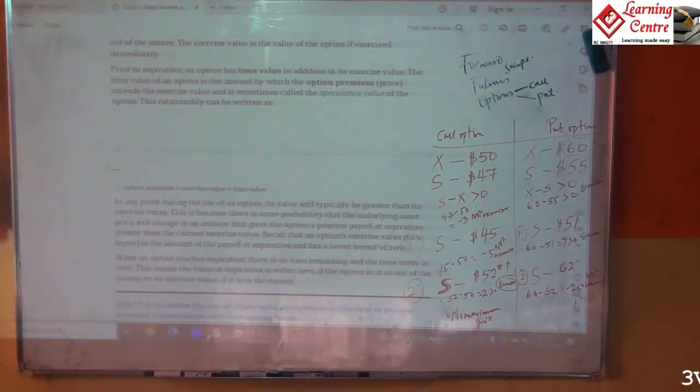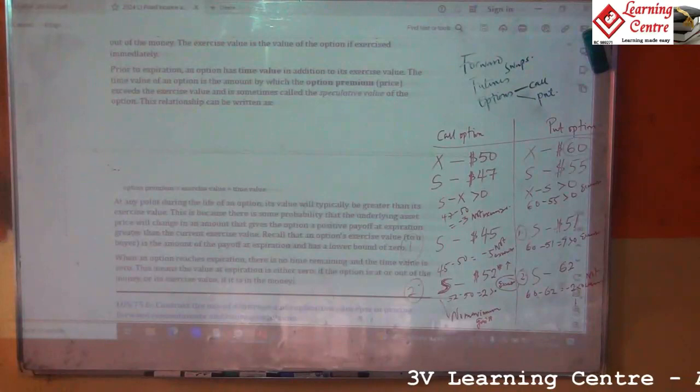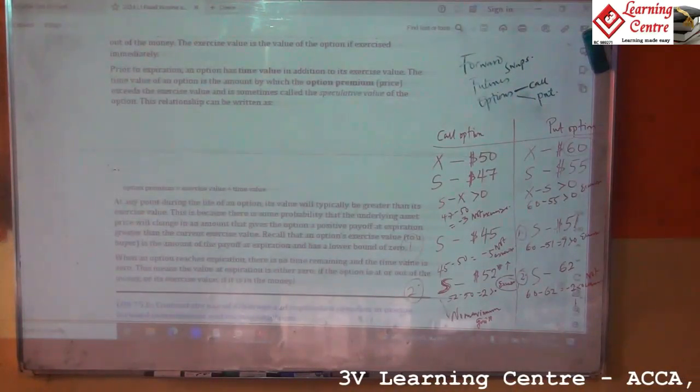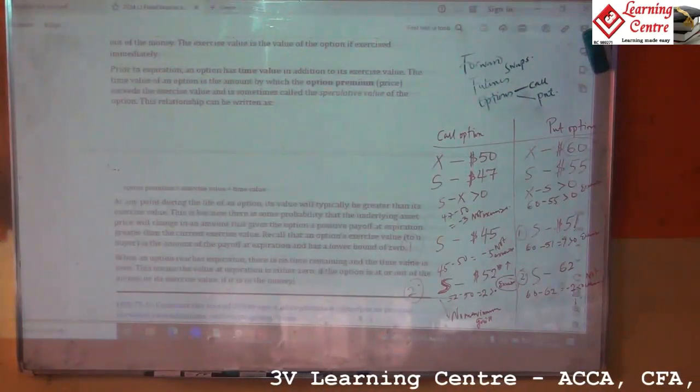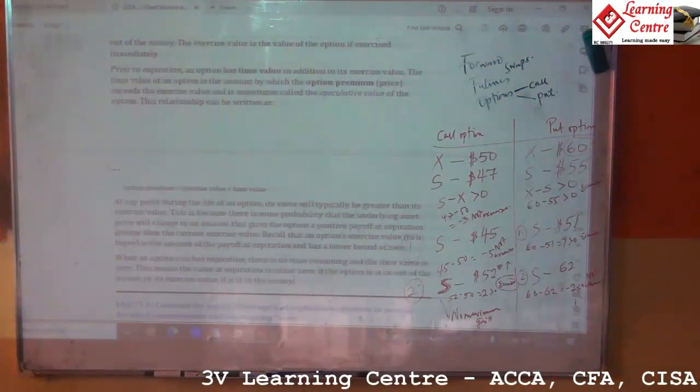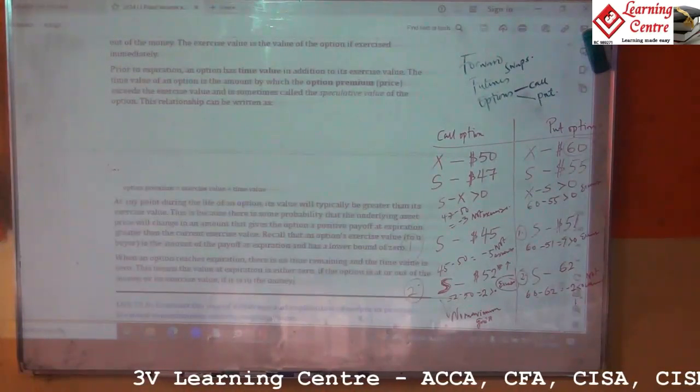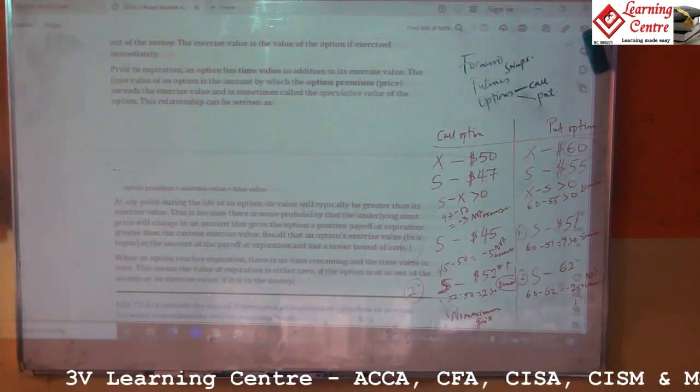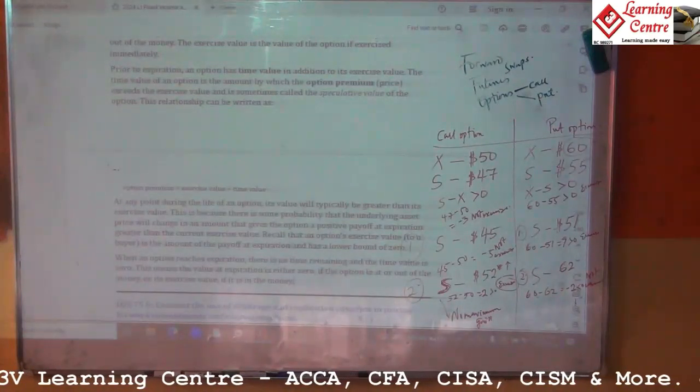If the value at the end of the option is that value I've gained, if it is in the money, I've gained value. If it is out of the money, I can't lose value, so it's 0 to me. Remember, you cannot lose with an option. I can't get a negative value because it is a right, it's not an obligation. I can choose to walk away.